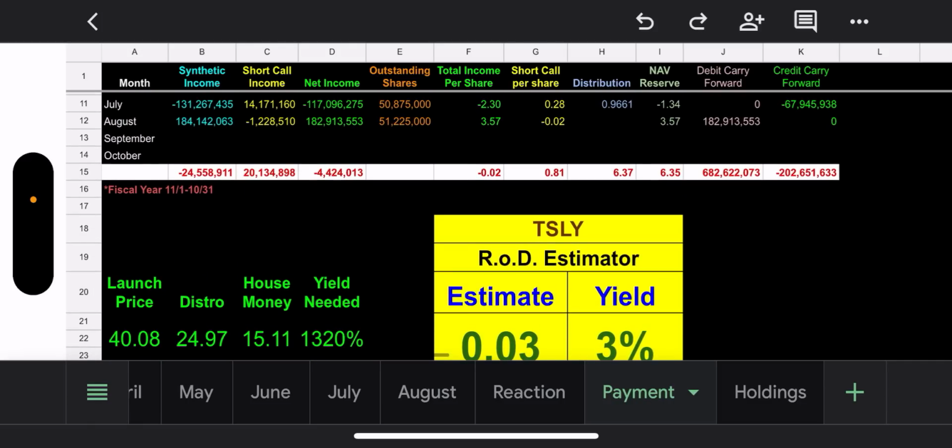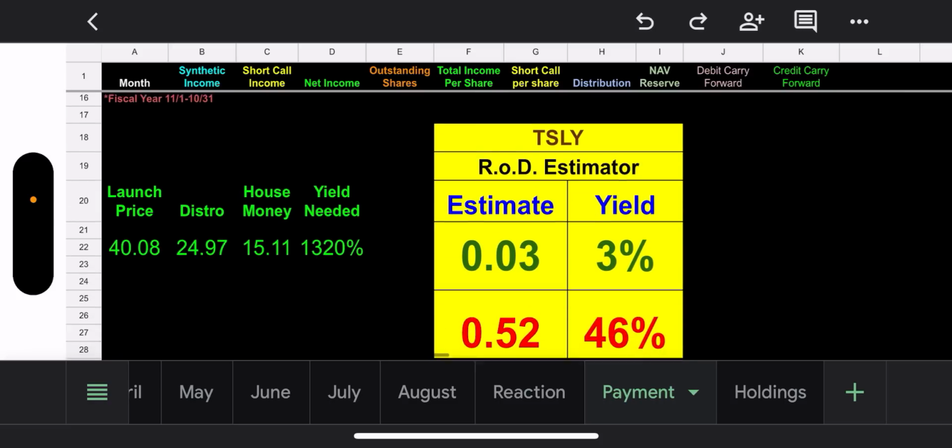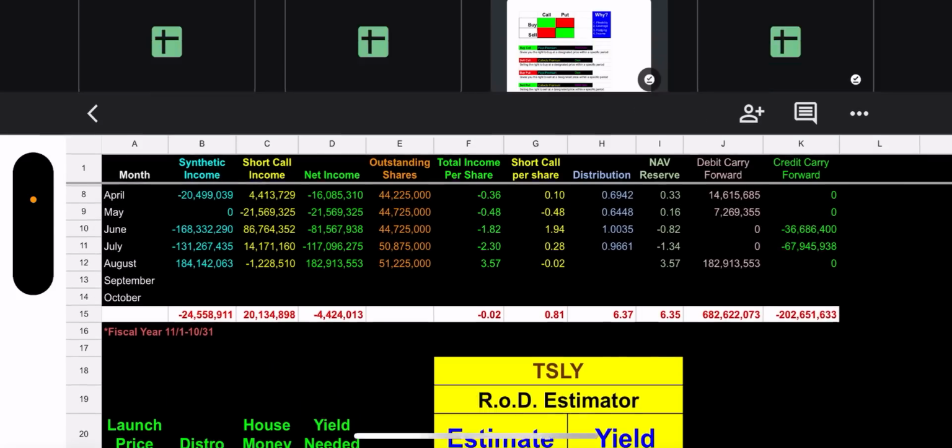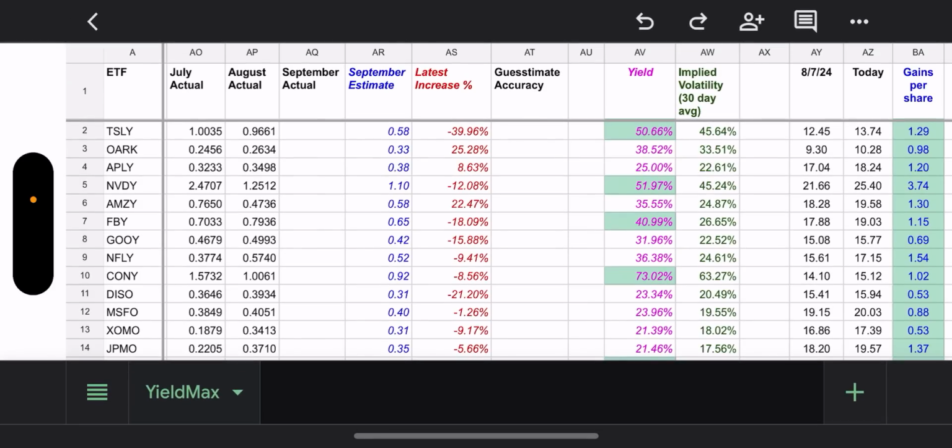And then I look at last month, they paid 96 cents. So I have 52 cents as compared to last month's 96 cents, and I can use those two numbers into consideration. And then I can also look at the gains per share for the month. If you look to the right, TSLY went up $1.29 since the last ex-dividend date. So I went up a little from the IV estimate, and I decided to use a 58 cent estimate, which is a 50% yield. You can see their IV is 45% just to the right of it in column AW. So again, kind of a letdown from the prior month of 96 cents, but I think it's more within reason.